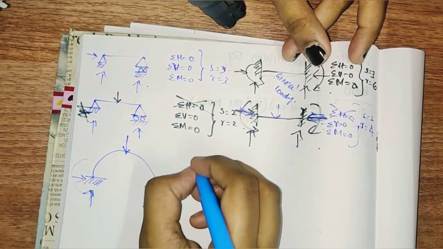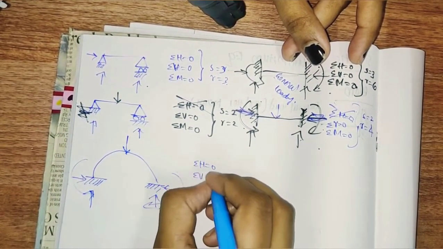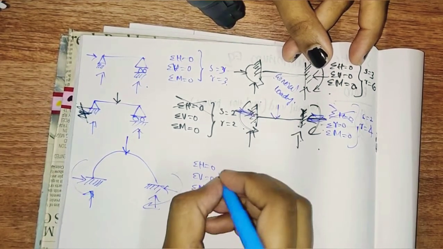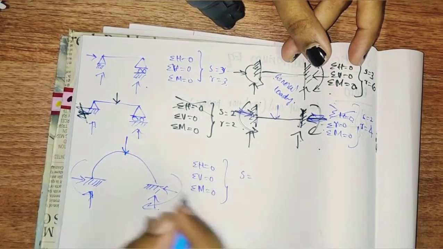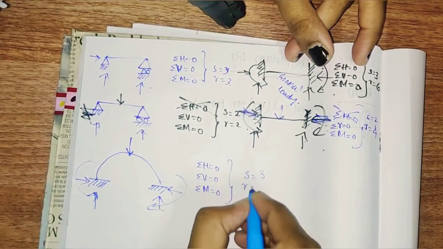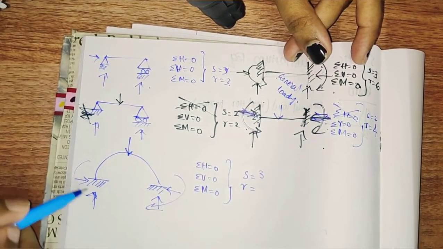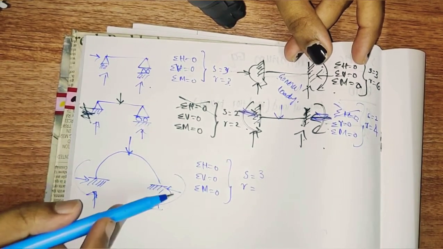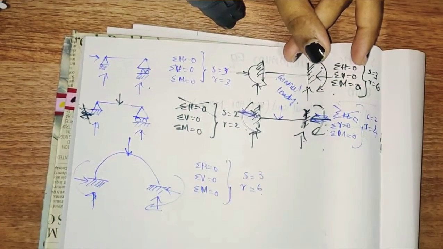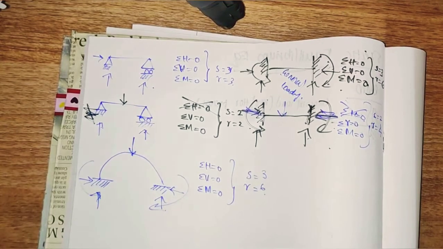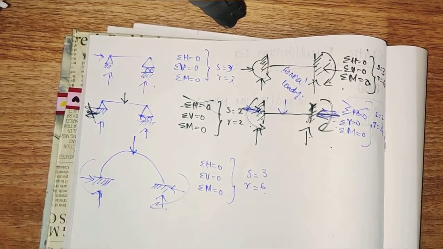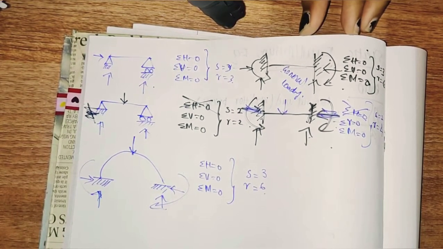So how will you write it? Summation of H equals 0, summation of V equals 0, summation of M equals 0. And the number of equilibrium equations is 3. How many reactions are present here? Just imagine, that is 1, 2, 3, 4, 5, 6 reactions. Very simple if you understand these things very clearly.